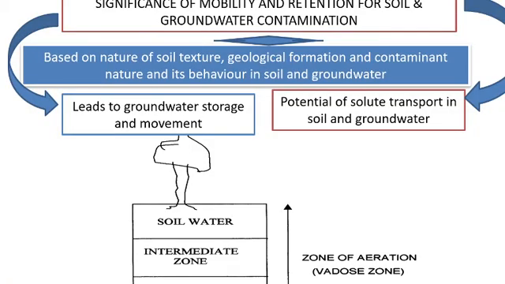So if you check it here, the groundwater occurrence, we are concerned with the significance of the mobility and retention for soil and groundwater contamination. We just checked how a volume of soil is going to behave when a contaminant enters that volume. Then we have, based on the nature of soil texture, geological formation and contaminant nature, its behavior in the soil and groundwaters.